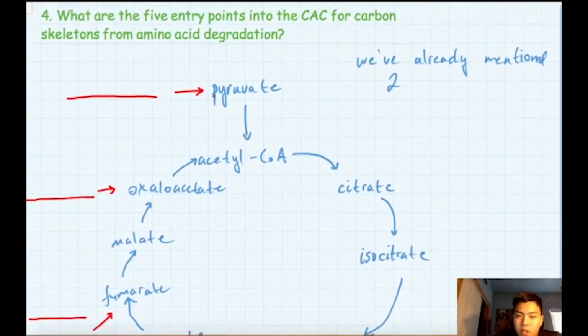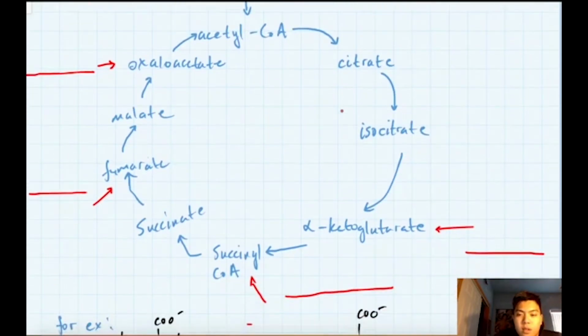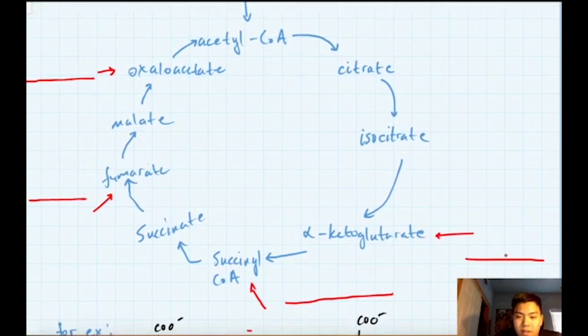And we've already talked about 2, right? So we've already talked about 1 that turns into pyruvate. We literally just talked about it. If you don't remember, that's okay. It's alanine, all right? Alanine. And the other was alpha-ketoglutarate, right? And what was that? That was glutamate. Glutamate can be turned into alpha-ketoglutarate, right? And then there's 3 others, right?